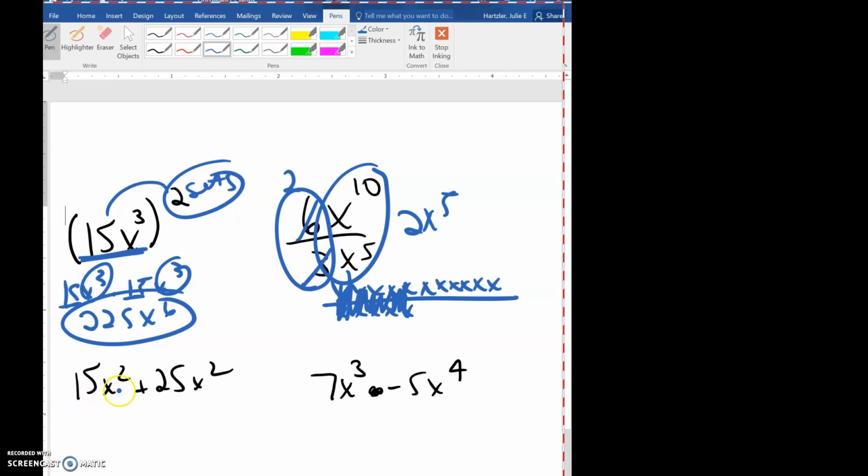Here, this is cats and dogs. We're not multiplying or dividing to create something new. We're just adding. So cats and cats make more cats. So squares and squares make more squares. So I get 40x squared.